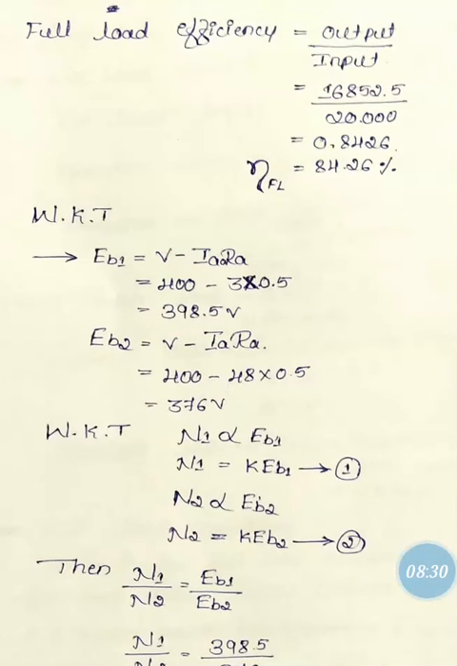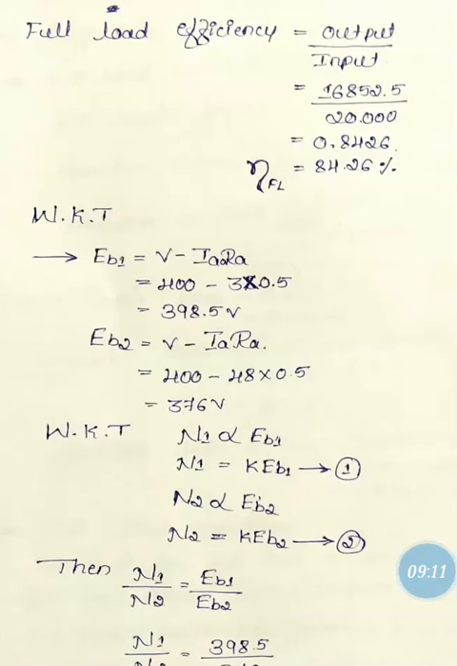You know, the speed and back EMF are directly proportional to each other if the flux phi is maintained constant. So we write this relation for both the no load and full load conditions. N1 is proportional to EB1, N1 = K EB1, call this equation number 1. N2 is proportional to EB2, N2 = K EB2, call this equation number 2. Then take the ratio of no load to full load: N1 divided by N2 equals EB1 divided by EB2.